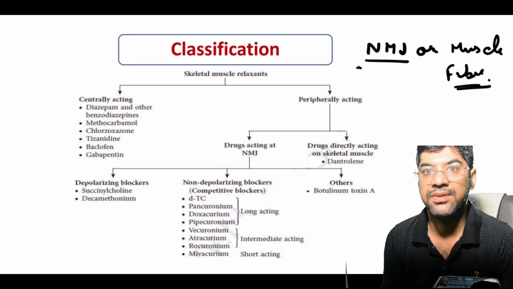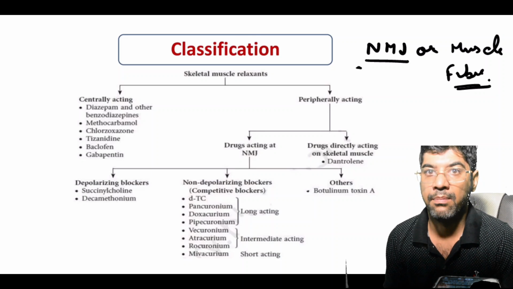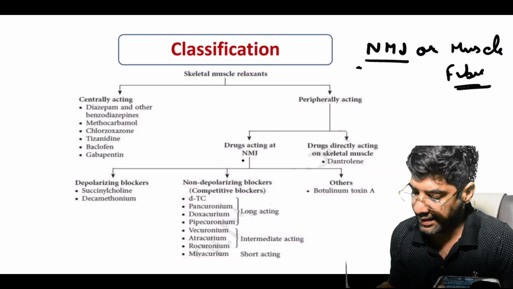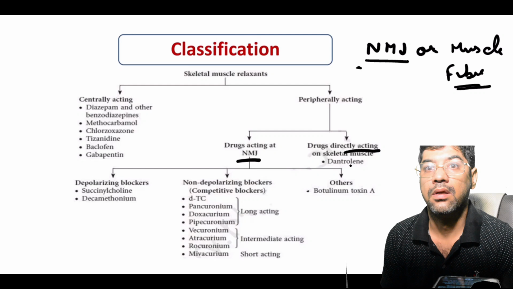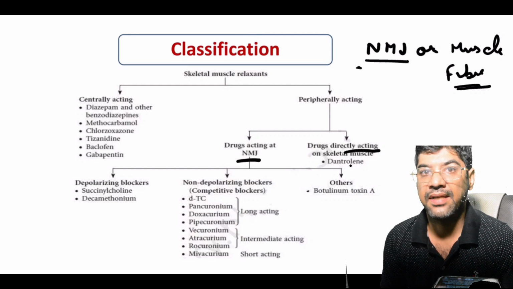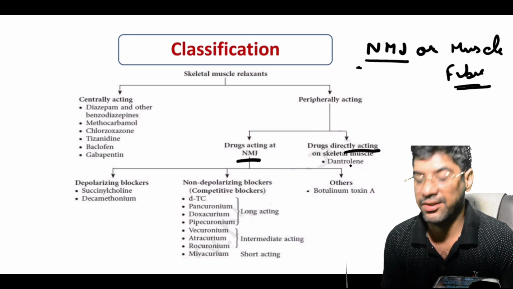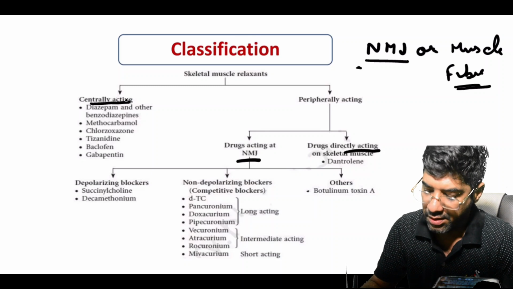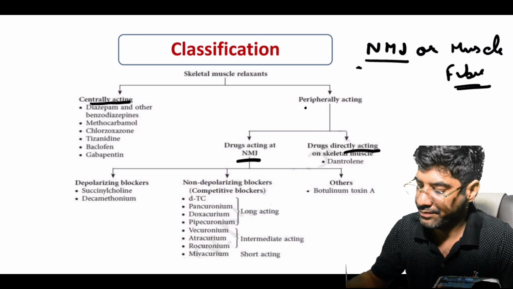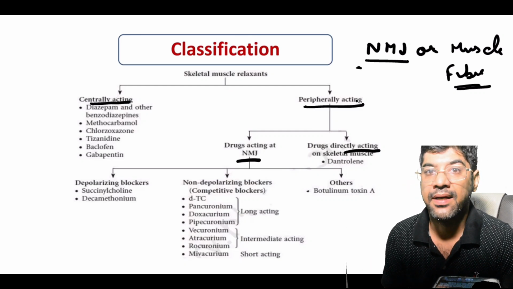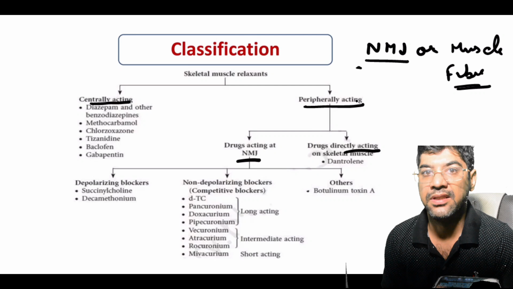Peripherally acting skeletal muscle relaxants include neuromuscular blocking agents and directly acting agents, while the centrally acting muscle relaxants are used for conditions like painful muscle spasm and spasmodic neurological disorders. Now let us discuss the peripherally acting ones. They are primarily used in conjunction with general anesthetics for muscle relaxation.